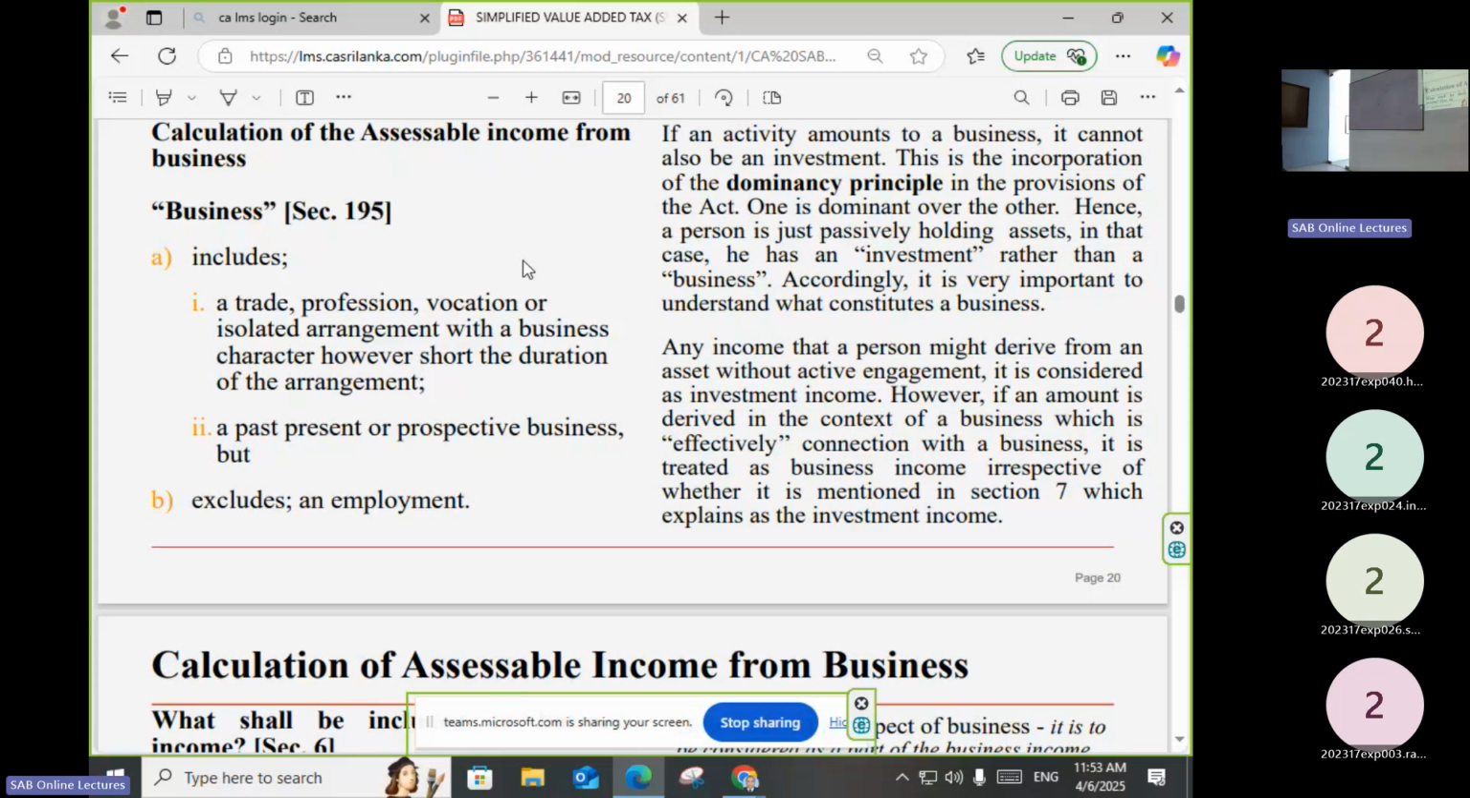Trade, profession or vocation, that also comes under business income. Right? We are not bothered about the time period it is engaged in. It could be one transaction. As in the example I gave previously, he purchased a land, locked it, sold it to others and earned income, got a profit. As per the court decision, it is part of business income, right?